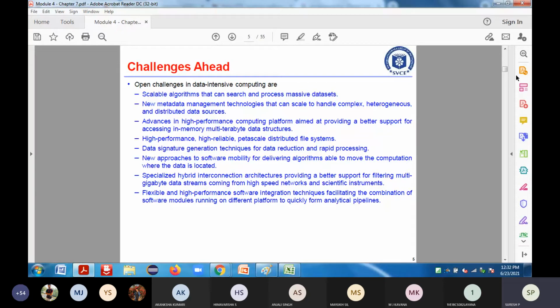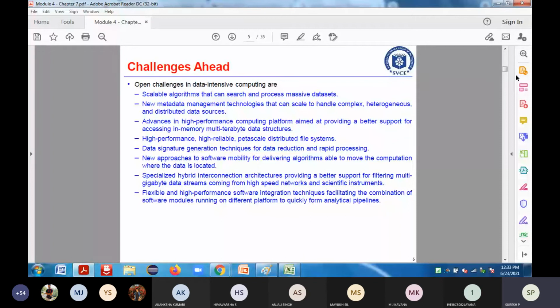It may be structured data, or unstructured data, or semi-structured data. You know the difference between structured, unstructured, and semi-structured, I think, from your database management system. And you should also have the metadata management for your distributed data sources. If we talk about a distributed data source, the data you are going to retrieve is not in a single place. It will be distributed all across the globe.